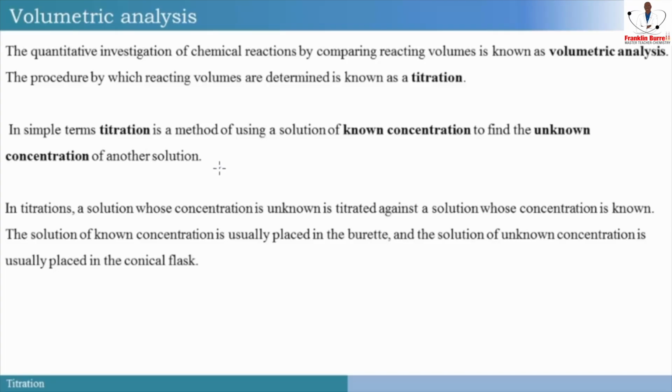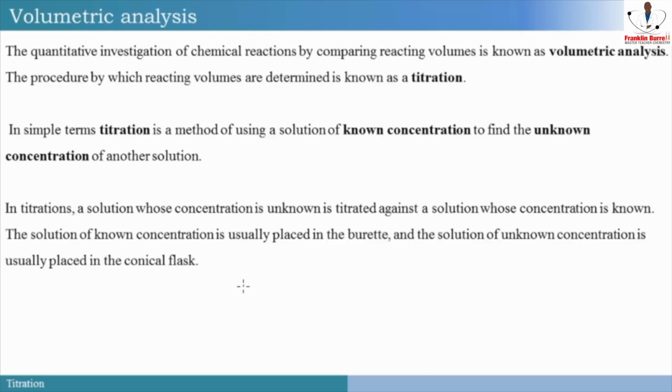We are going to look at what a standard solution is, how to make it up, and how to use it to find the concentration of the other solution. Now, in titration, the solution whose concentration is known is very important, and this is called the standard solution. This solution is normally placed in the burette, and the solution of unknown concentration is placed in the conical flask. So, in order to carry out your titration, we must first make up a standard solution.